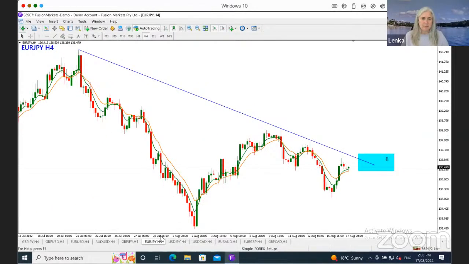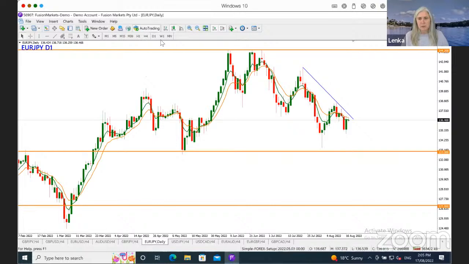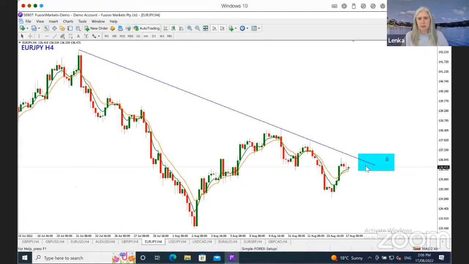The next currency pair I'm looking at is Euro JPY, and here I'm looking for short. So on the daily, we're still in the downtrend. So looking for short at any reversal around the trend line.